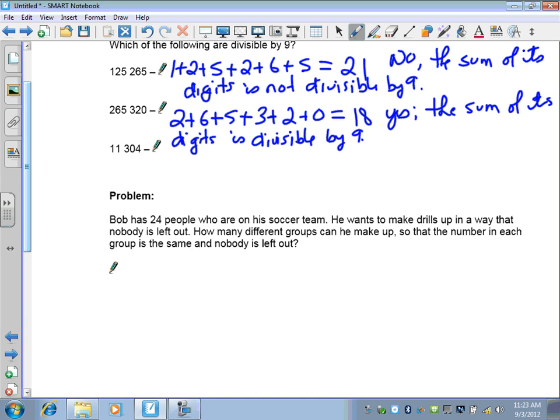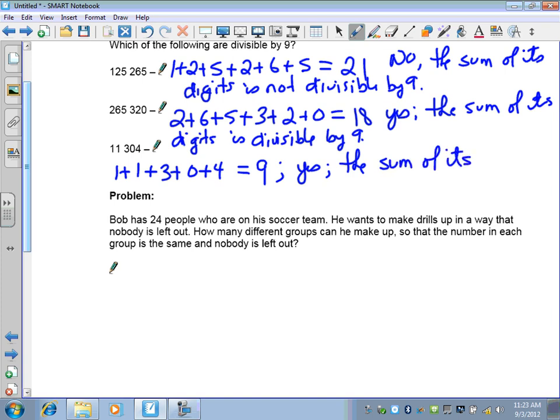Okay, the next one. We have 11,304. So I've got 1 plus 1 plus 3 plus 0 plus 4. You add those all up, you're going to get 9. And since 9 times 1 is 9, we know it is divisible by 9 evenly. It goes in one time. So your answer to that is yes. And the reason is the sum of its digits is divisible by 9.